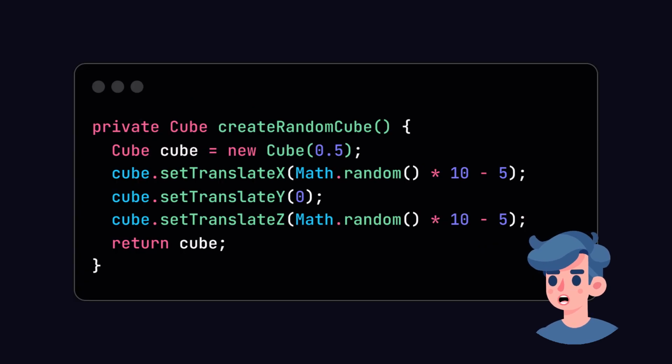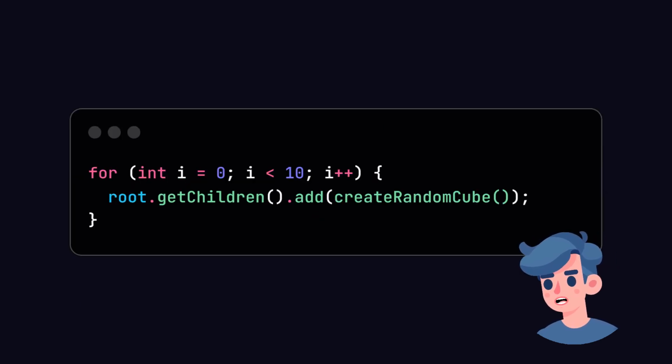Now we need to create the collectible cubes scattered throughout our game world. We'll write a method that generates cubes at random positions. Let's implement the cube generation in our start method after the scene is created. We can create and add a number of cubes to our game by calling our createRandomCube method in a loop.